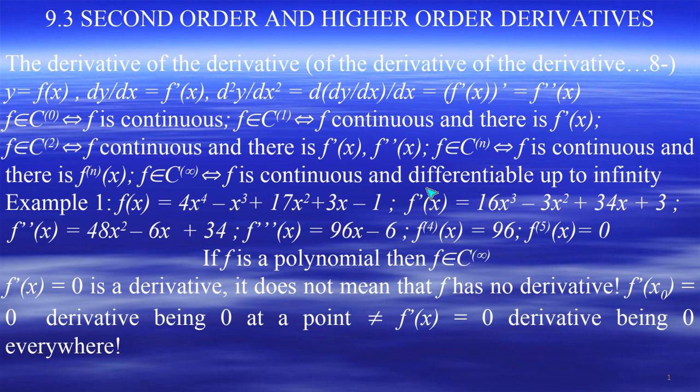What does it mean, the second order derivative? It means the derivative of the derivative. And if you take one more derivative, it is the third order derivative, and it goes on like this: the derivative of the derivative of the derivative. So you have the first order derivative, the second order derivative, the third order derivative, and so on.